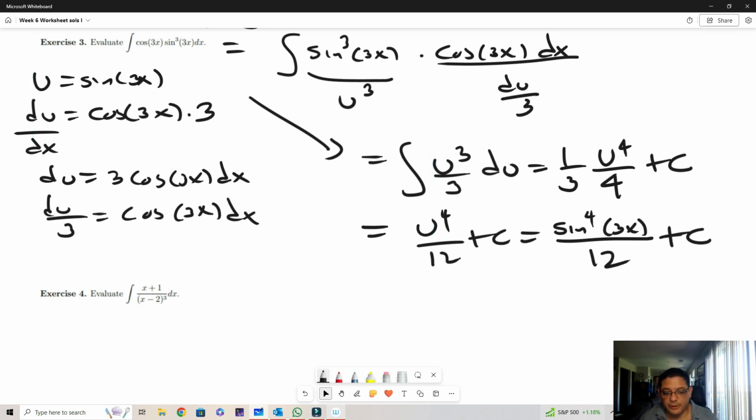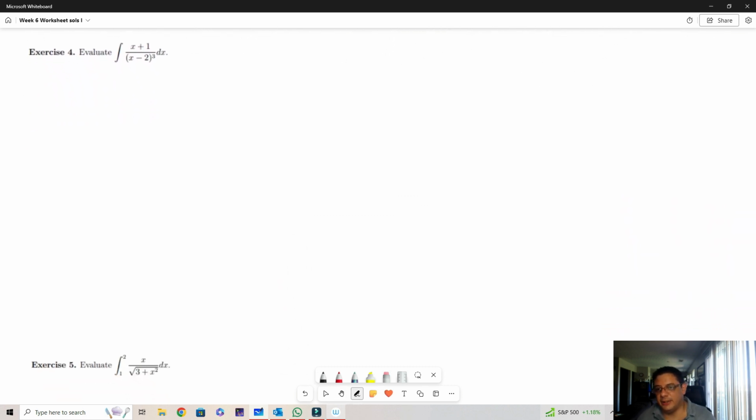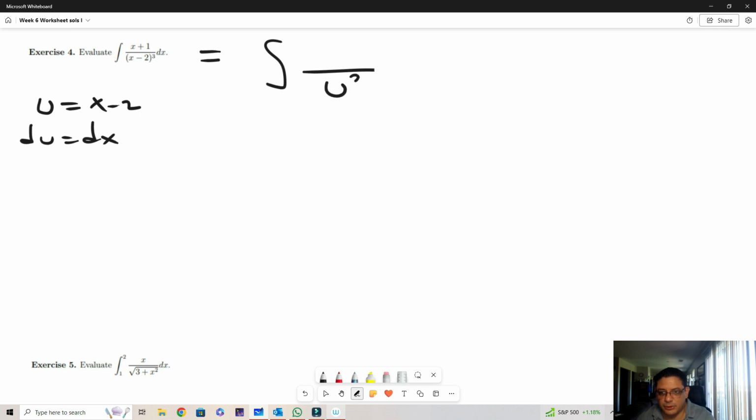All right, so now let's go to exercise number 4. Notice in exercise number 4, we have the integral of (x plus 1) over (x minus 2) cubed. And this seems to be something that I could do by substitution, because this x minus 2 below is kind of awkward, so it will be good to simplify it into a power. So if I set u equals x minus 2, then du is going to be dx, and the substitution is very easy to make, at least in the bottom. We get u cubed.